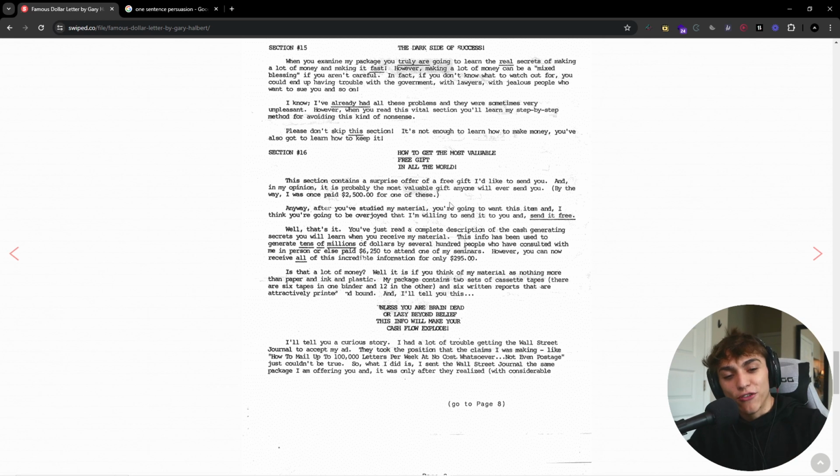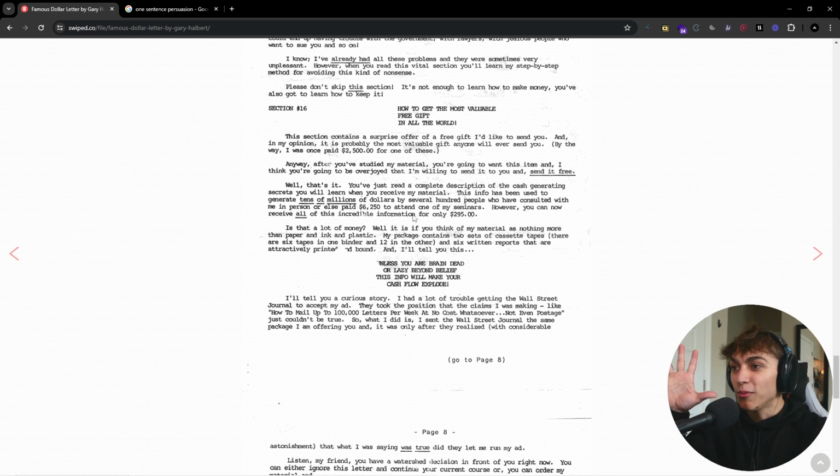If you can tie value to your vehicle, to whatever you're talking about, to your information, by proving other people have paid this much, people will want it more and more, because they're like, damn, 10,000, I wonder what I could do with that $10,000 information. Anyway, after you've studied my material, you're going to want this item, and I think you're going to be overjoyed that I'm willing to send it to you free.